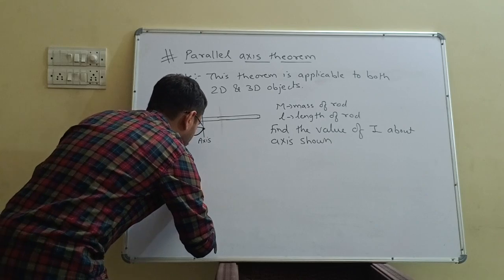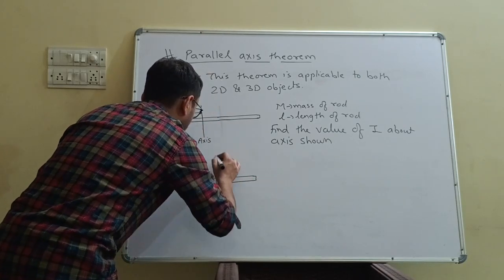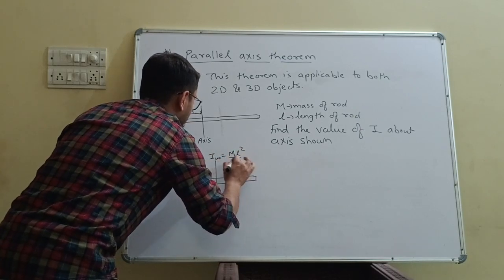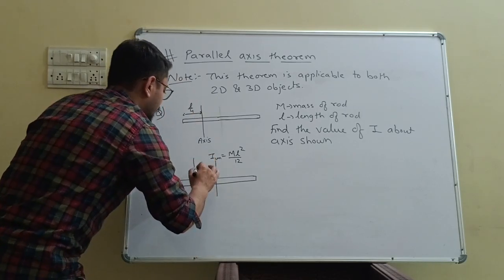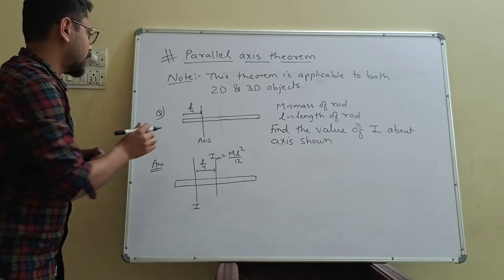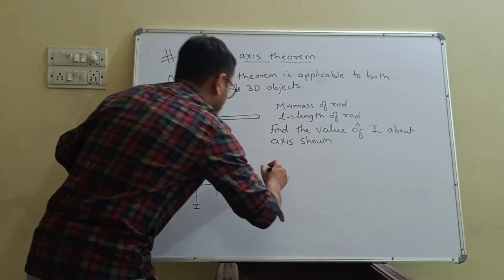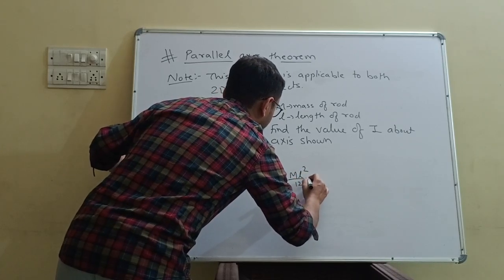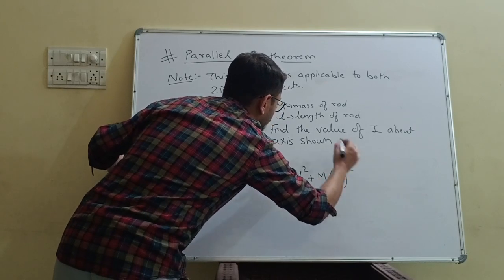Okay. So again, this is ICM, which is ml square by 12. I have to find the moment of inertia about this axis. Let us say this is I, and we know this distance will be equal to L by 4. Because this is L by 4, this will also be L by 4. Okay? So this I will have a value ml square by 12 plus m into L by 4 whole square.